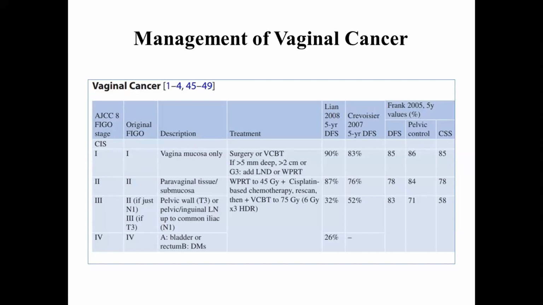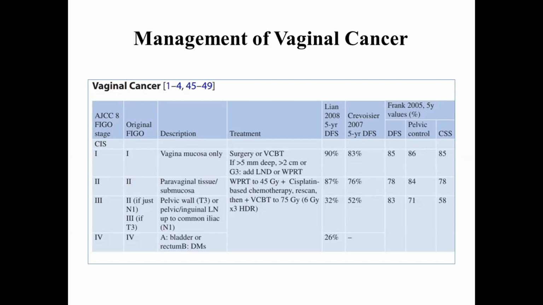If it is more than 5 mm deep, or the tumor is more than 2 cm in dimension, or grade 3, you may add lymph node dissection or whole pelvic RT. Stage 1 vaginal cancer has an excellent 5-year DFS of 90% with adequate pelvic control also.